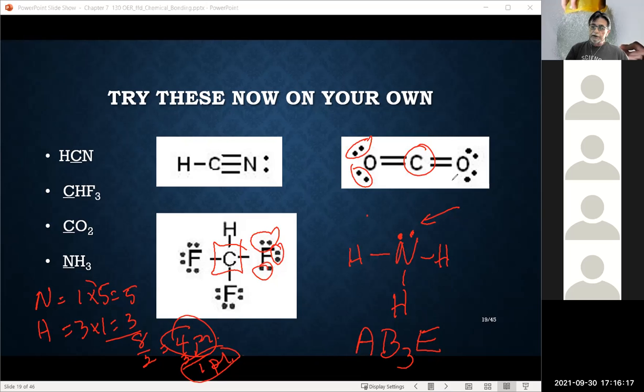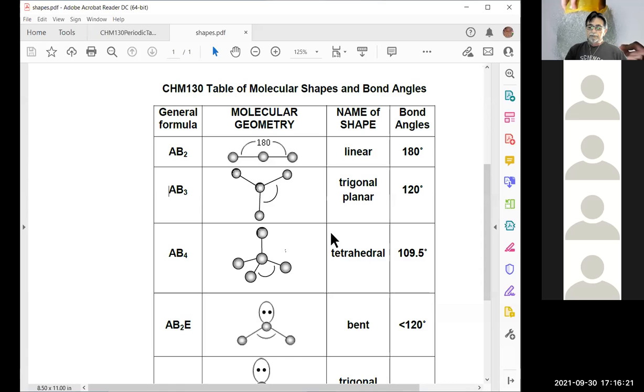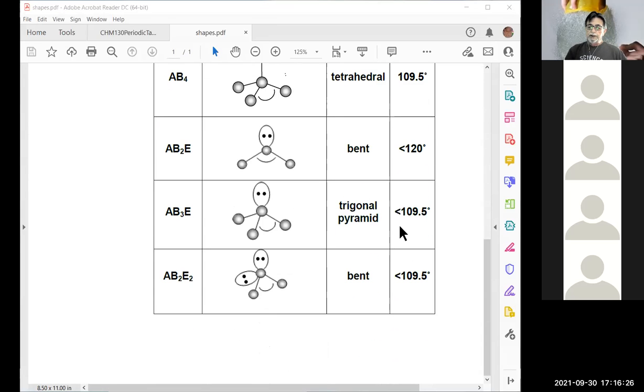And so that takes us to the shapes table again. And then finally, we look for AB3E. And there it is right here. Here's the general formula. And here is the structure. And it has a little special name called trigonal pyramid. Okay, and that bond angle between the hydrogens has been reduced.